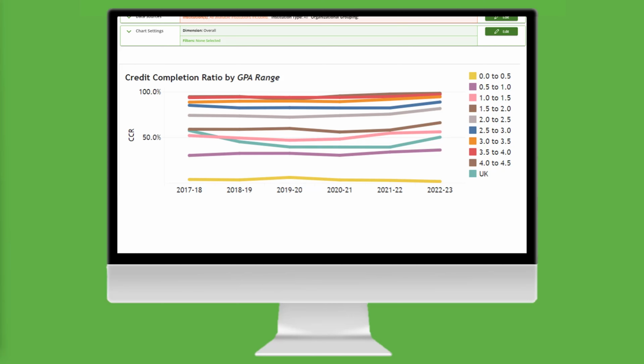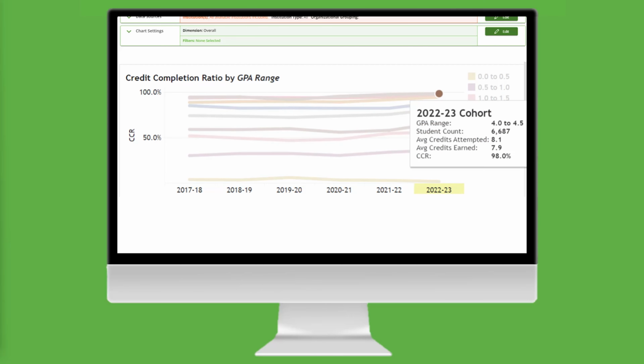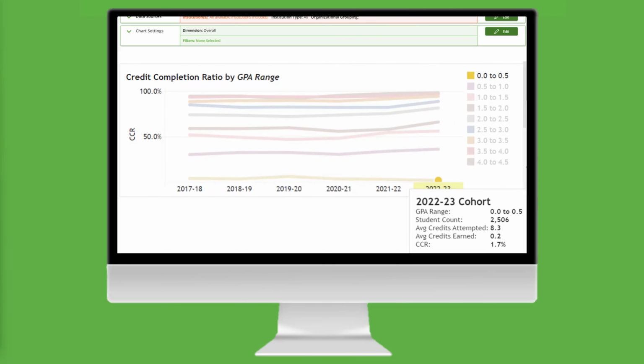Reviewing this chart, it's apparent that students earning higher GPAs are completing a higher percentage of credits compared to students earning lower GPAs. Hovering over the 2022-23 data point, representing students with 4.0 to 4.5 GPAs, they find that cohort completed 98% of their credits. When they hover over the data point representing students earning GPAs less than 0.5, they find those students completed only 1.7% of their credits. This is a staggering 96 percentage point gap.